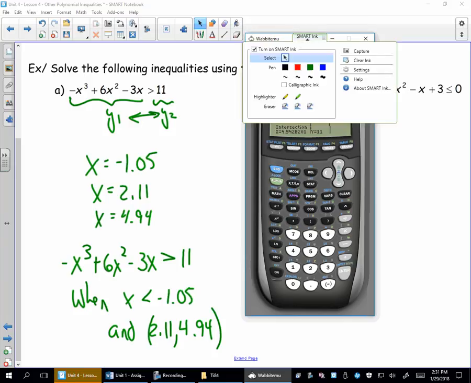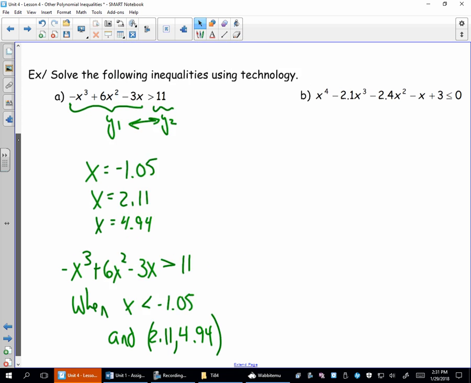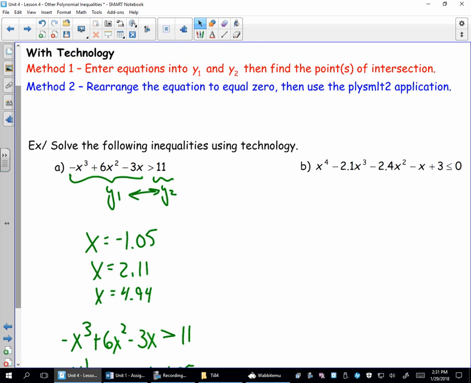Okay, let's try the next one. In the next one, we're going to use a second method. Method number 2 is an app that's built into your graphing calculator called Polynomial 2. What it does is it finds the roots, the solutions of polynomials. But to use this app, I have to make sure my equation is set equal to 0, kind of like we would do if we're doing it algebraically, just doing it with technology.